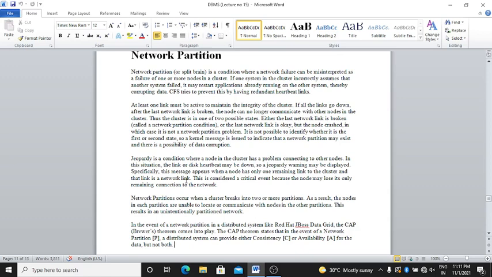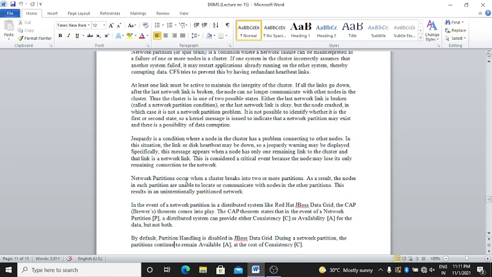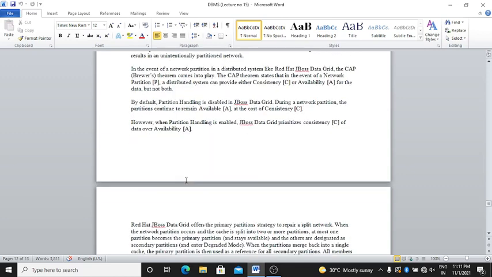the CAP theorem comes into play. The CAP theorem states that in the event of a network partition, a distributed system can provide either consistency or availability for the data, but not both. By default, partition handling is disabled in JBoss Data Grid. During a network partition, a partition continues to remain available at the cost of consistency.